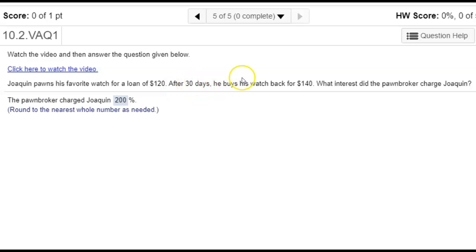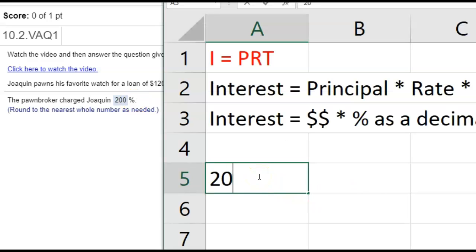30 days later, to get that watch back, they have to pay $140. So they're paying back the amount they borrowed, $120, and an additional $20 in interest they're paying to that pawnbroker. So we're trying to find what interest rate is being charged. We need to enter that as a percentage, as you can see next to the answer box is the percent sign. So we know the interest is $20. The principal, the amount they borrowed, was $120. What we don't know is the interest rate being charged, and the time.